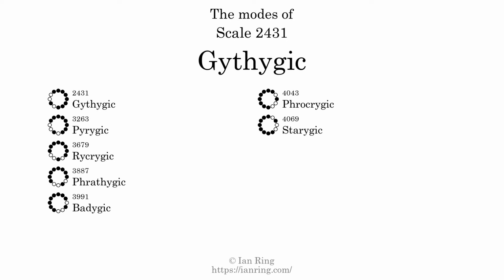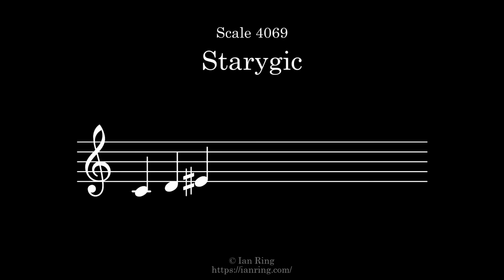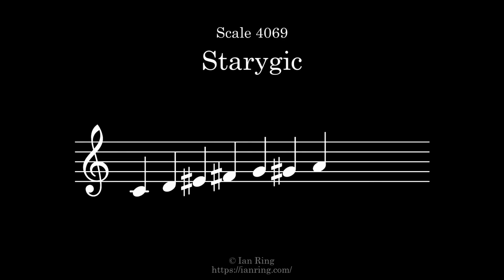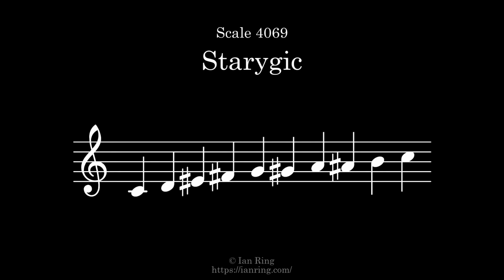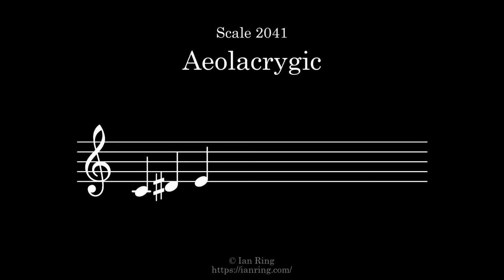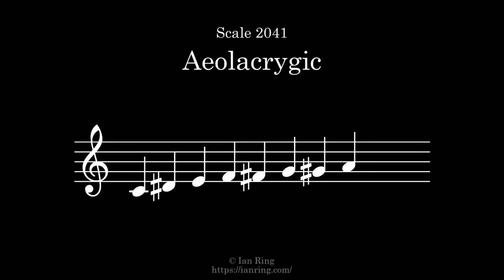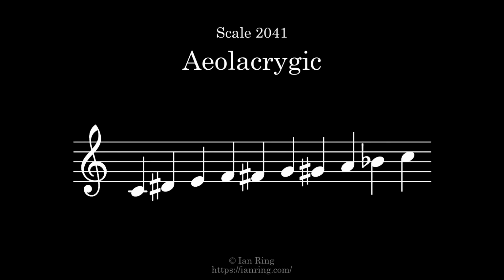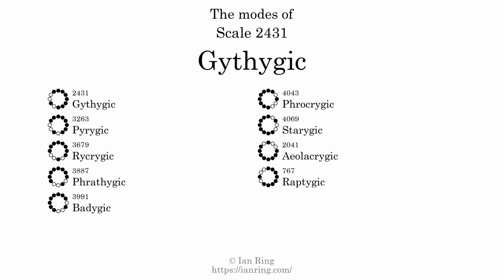The seventh mode is scale 4069, also known as Gythygic. It sounds like this. The eighth mode is scale 2041, also known as Gythygic. It sounds like this. The ninth and last mode is scale 767, also known as Gythygic. It sounds like this.